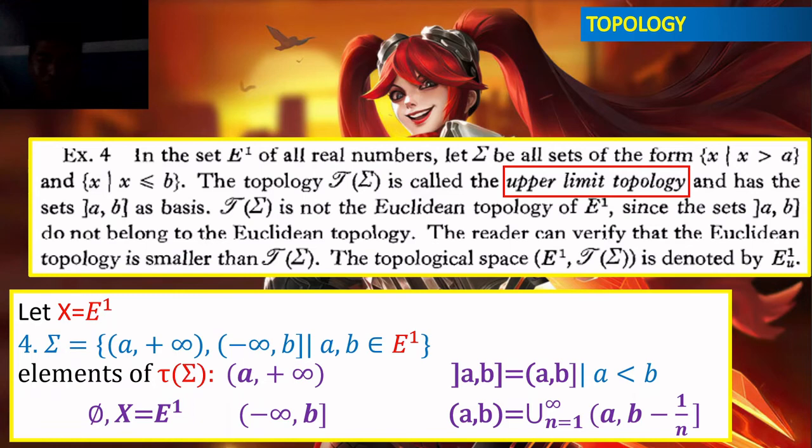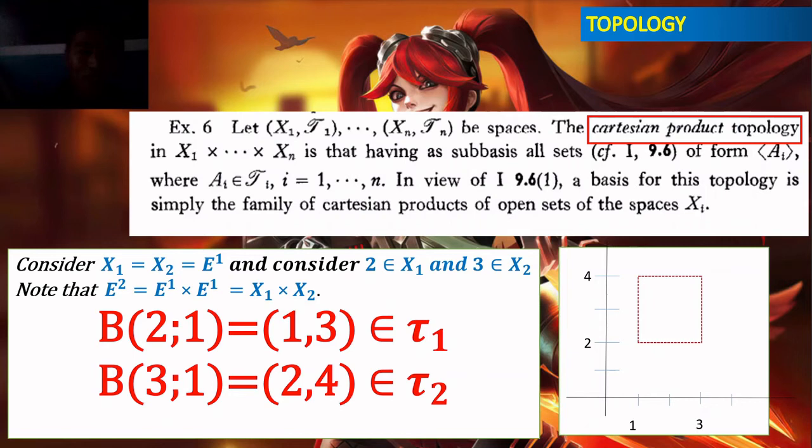Now, example number 6. Okay, dito sa number 6 class, let x1 tau 1, x2 tau 2, then xn tau n, be spaces. So, spaces sila tanan. The Cartesian product topology in x1, kani Cartesian product sa xn class, ito siya product tanan, is that having a sub-basis all sets of the form, this one, the product of AI. So then, ang form ni ani class, where AI element in tau I from 1 to n. So, in view of I 9.61, a basis for this topology is simply the family of Cartesian products of open sets of the spaces xi.